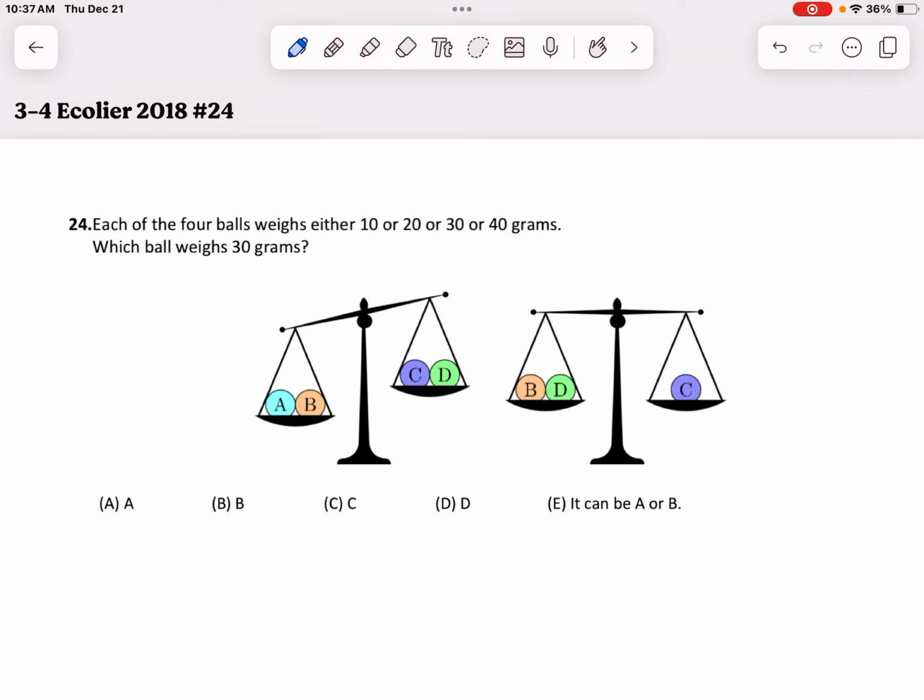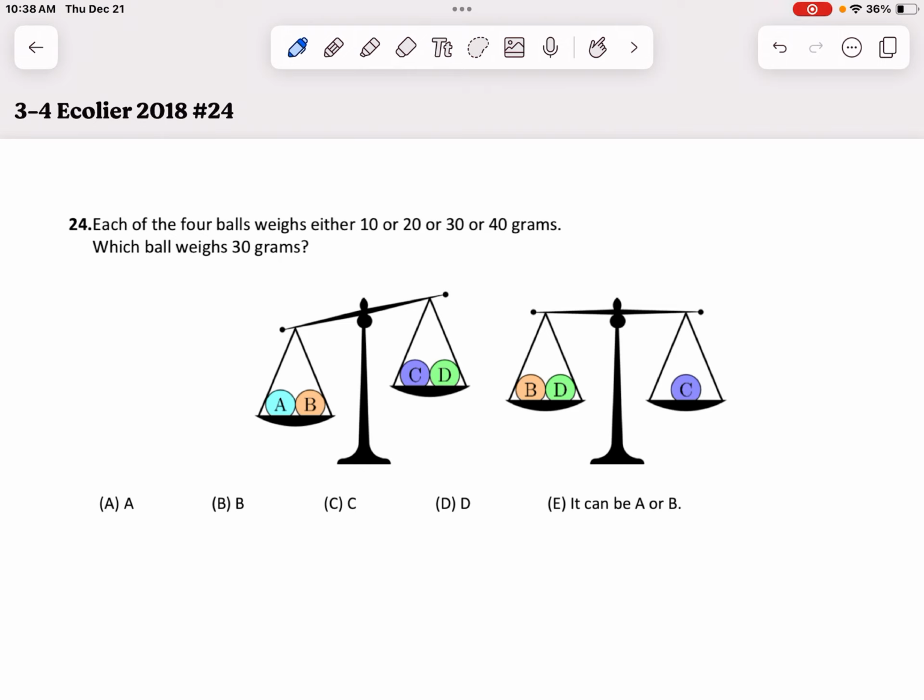Today we're looking at question number 24 from the 2018 exam for grades 3 to 4. And this problem is quite a fun one, so let's get right into it. It says each of the 4 balls weighs either 10 or 20 or 30 or 40 grams. Which ball weighs 30 grams?